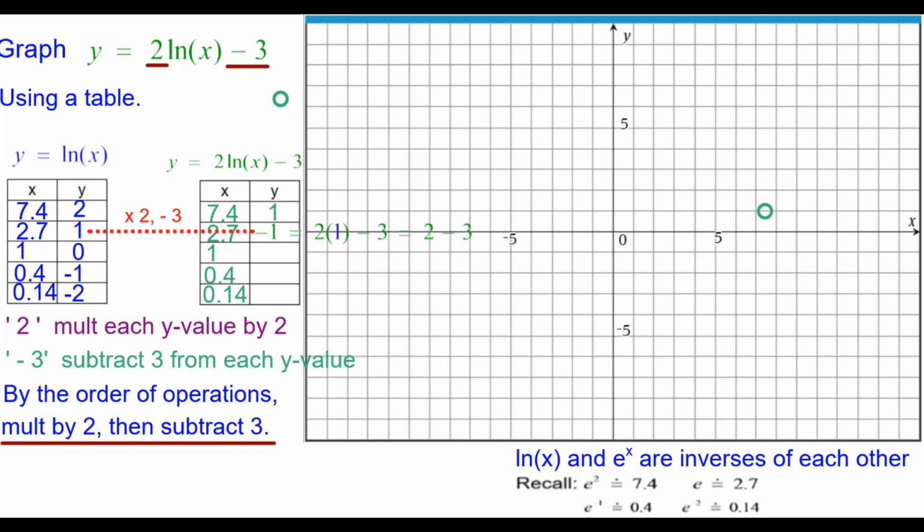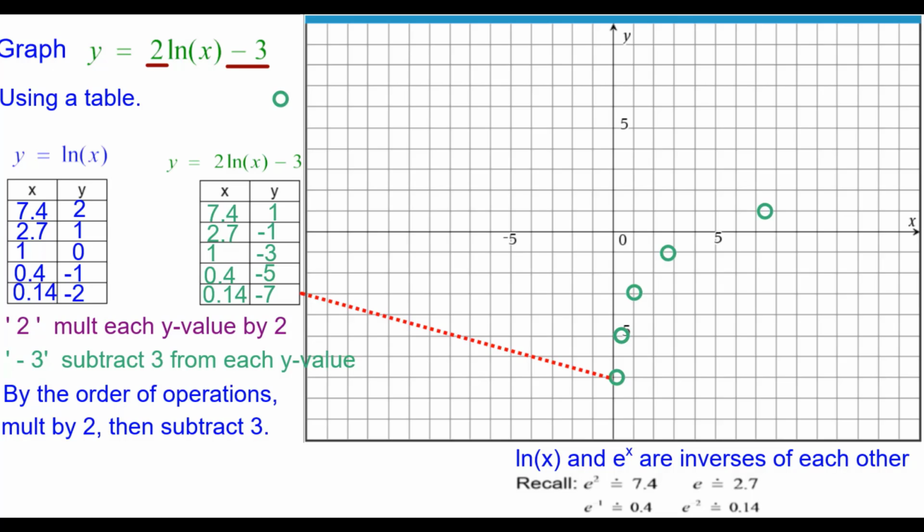1 times 2 is 2, minus 3 is -1. So we'll plot e, -1: 2.7, -1. 0 times 2 is 0, minus 3 is -3. So 1, -3. 2 times -1, -2 minus 3 is -5. So 0.4, -5. And doubling -2, we get -4 minus 3 is -7. 0.14, -7.